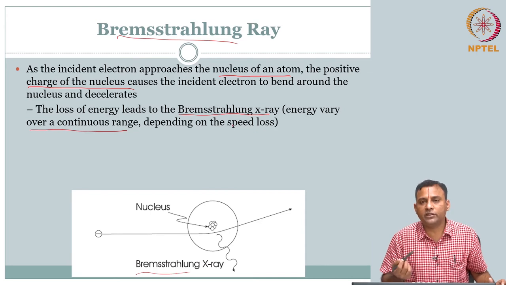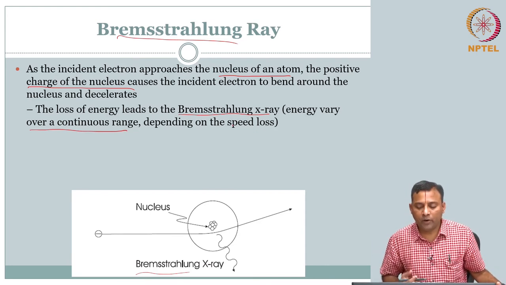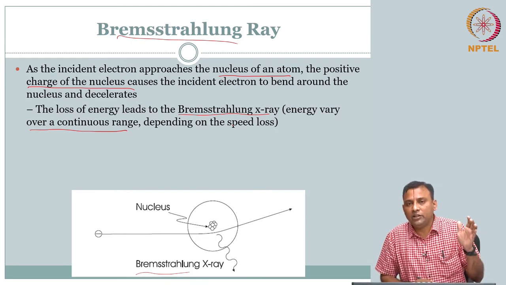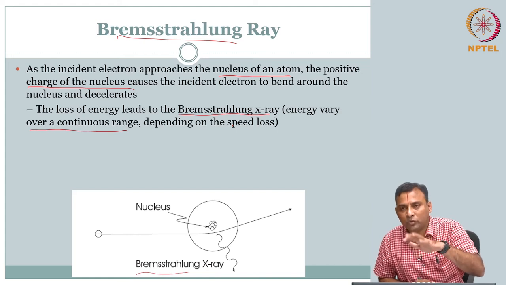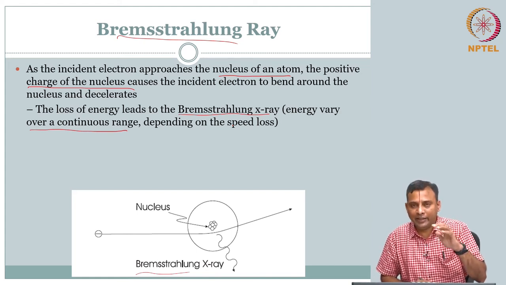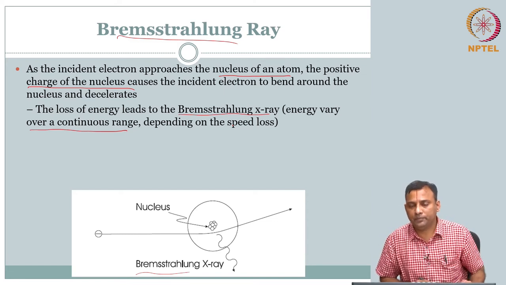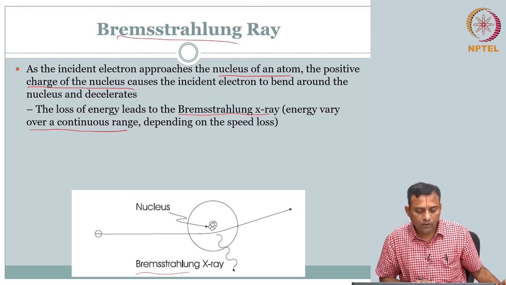Of course, it depends on how much speed is lost and how it is lost. But the point is, it is over a continuous range. So you come with some energy, you start to apply brake, you start to lose energy, and the energy that you lose comes out in the X-ray radiation range, and eventually it stops, right?